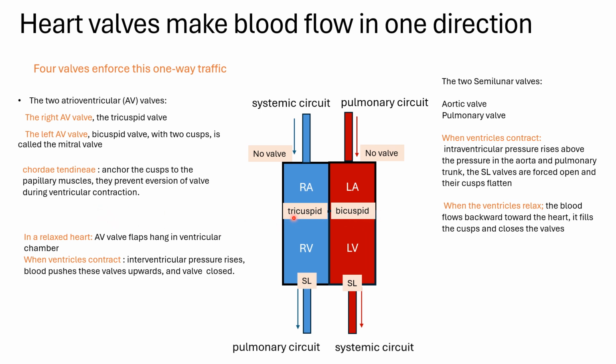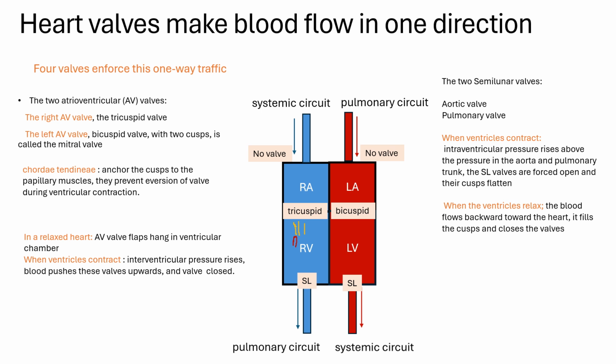And these atrioventricular valves are attached through the chordae tendineae. Remember, we saw these chordae tendineae. These are like extensions from these valves, known as chordae tendineae, and they attach to the papillary muscles in the ventricle. So just imagine these are papillary muscles. This attachment prevents the eversion of the valve during ventricular contraction.